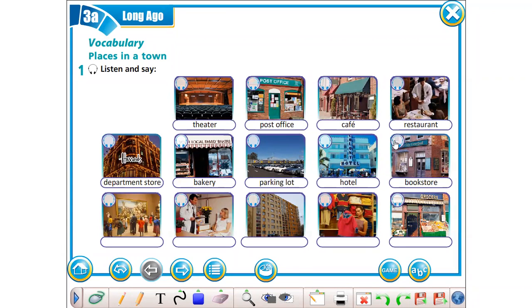The bookstore, to buy books, basically. This one? Museum. This one? No idea, this is easy. Hospital. This one? Apartment building. Okay, listen, apartment building is the opposite. And this one? Clothing store. And finally? Grocery.